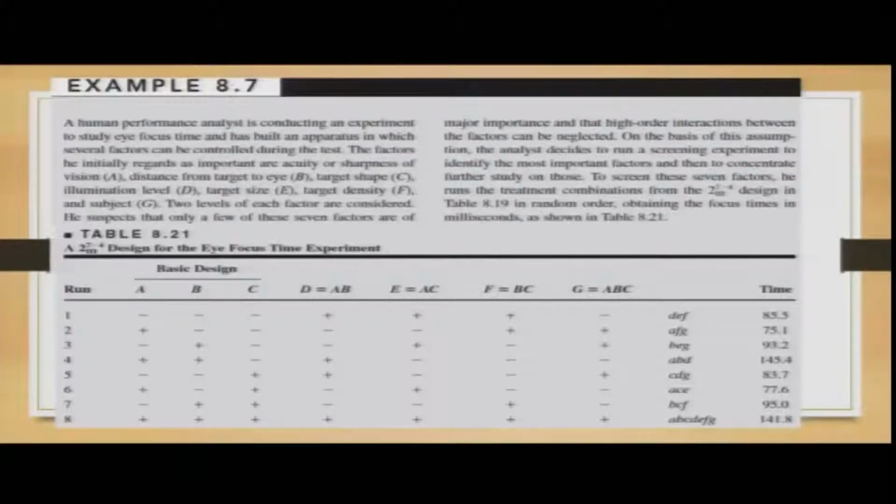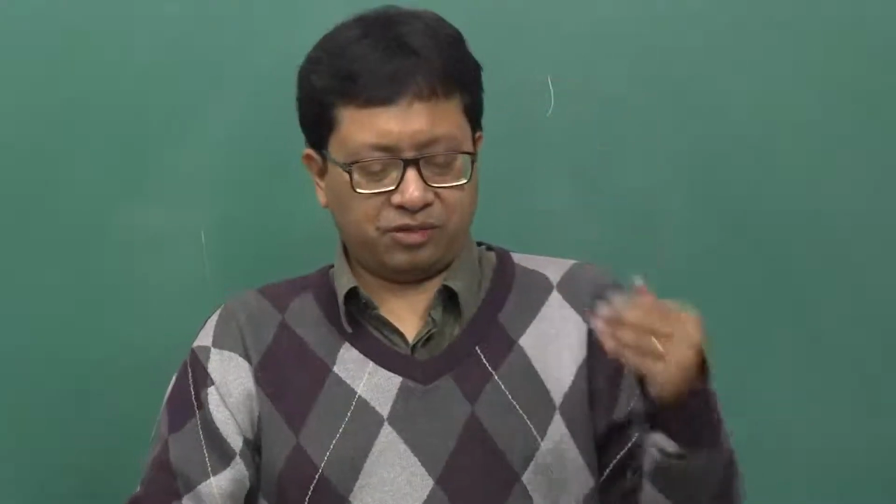So, let us consider an example. I will read it and then come to the point. A human performance analyst is conducting an experiment to study eye focus time and has built an apparatus in which several factors can be controlled during the test. The factors he initially regards as important are acuity, or sharpness of the vision, which we mention as factor A, and distance from the target to the eye. So, you are basically checking the power of the eyes and doing all the tests, which is the distance from the target which the experimenter wants the persons on whom they are doing the experiment to see. That is B.